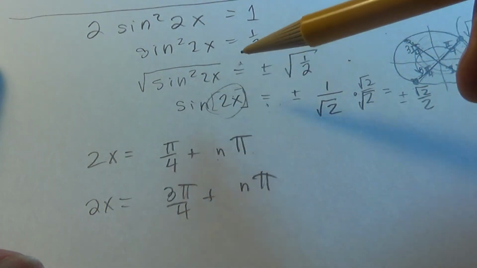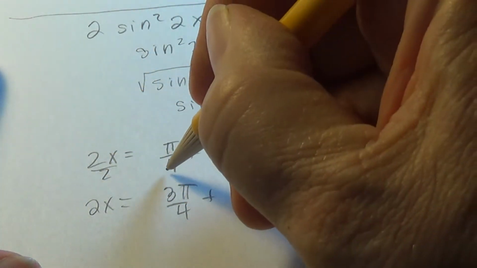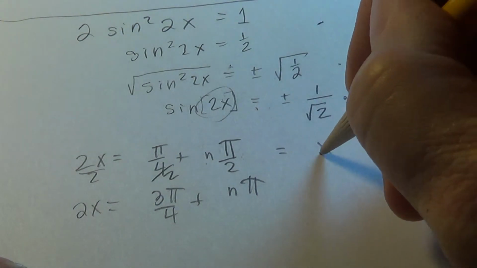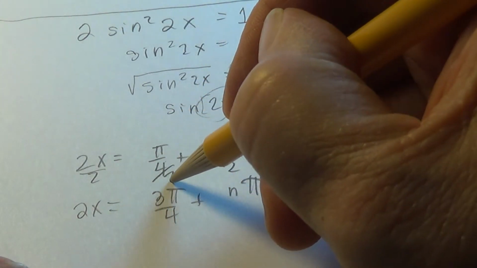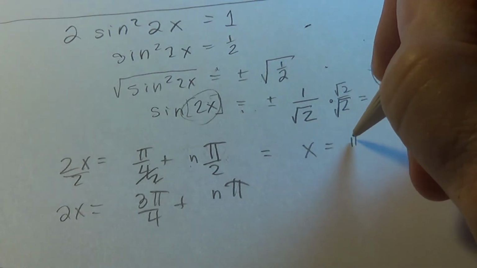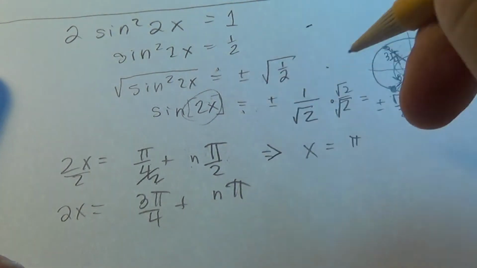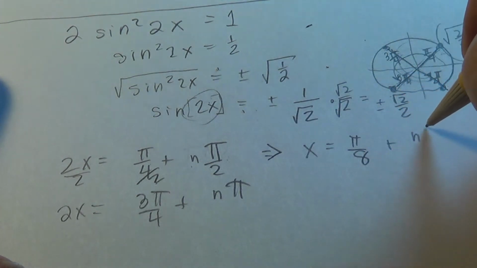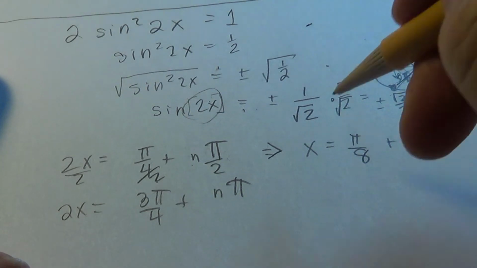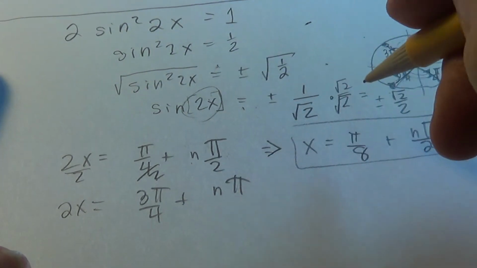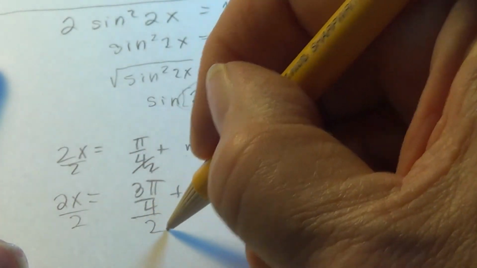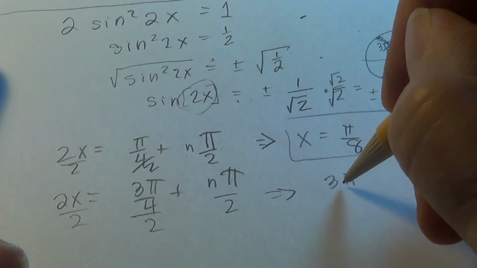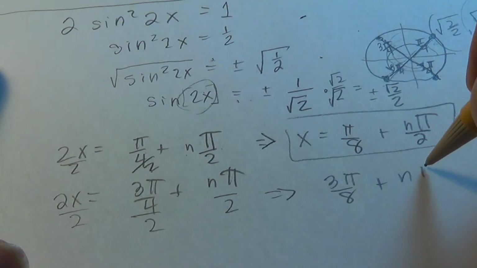So now that we have taken the sine, we can go ahead and split up this 2x where we couldn't before. So divide by 2, divide by 2, divide by 2 on the first solution, and we get x equals, what's pi over 4 divided by 2? Is it not pi over 8? And then n pi divided by 2 cannot be reduced. So there's one solution. And then the other, we divide this by 2, this by 2, and this by 2. We get 3 pi over 8 plus n pi over 2.